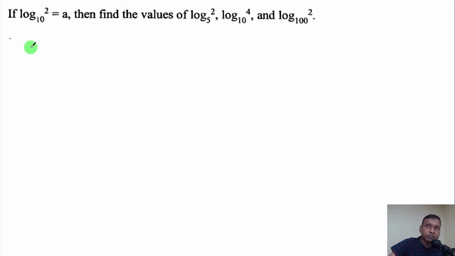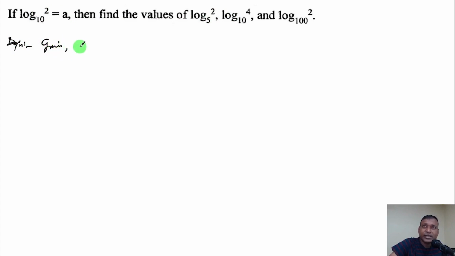This is a logarithm problem, and here log 2 to the base 10 is given as a, and we have to find the values of log 2 to the base 5, log 4 to the base 10, and log 2 to the base 100. So to find this, we will write log 2 to the base 5 in the form of log 2 to the base 10. When it becomes in the form log 2 to the base 10, we will put the value of a. So let's see how to do this.